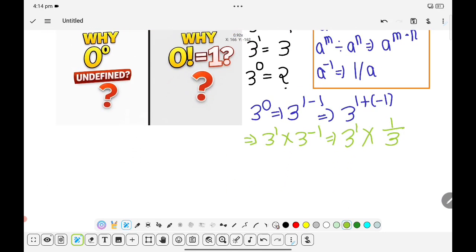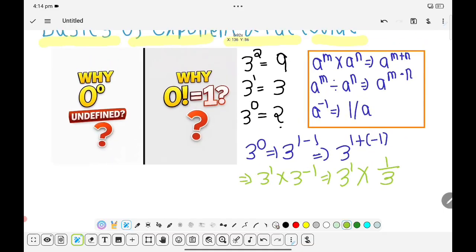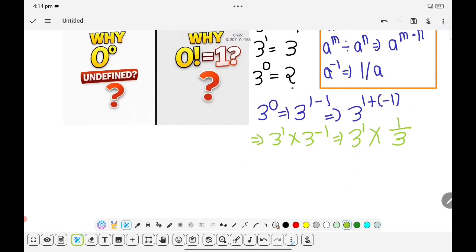Now what is 3 to the power 1? We looked at it just now. It's 3. So 3 into 1 by 3, the 3s get cancelled out and the result is 1. So from here we get to know that any number to the power 0 is 1, be it any natural number. Like if we take the example of 5, 5 to the power 0 is 1.